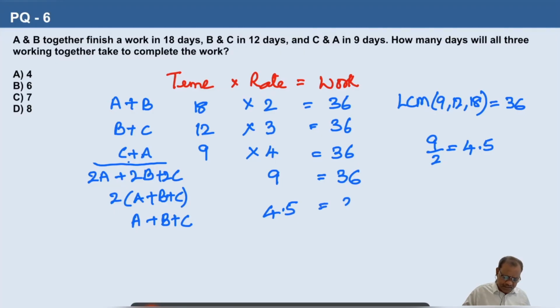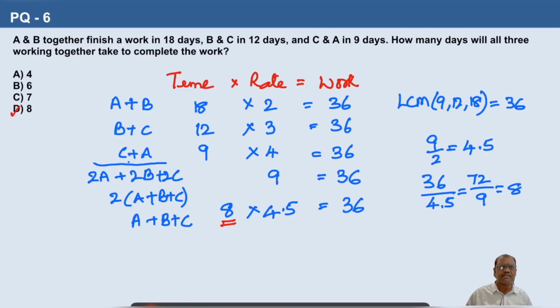So total work 36 units. So if you divide 36 with 4.5, 36 by 4.5. So that is multiply both numerator and denominator by 2. 72 by 9. That is 8 times. So 8. A, B and C together can complete the work in 8 days. So the 8 is the answer. Option D is the right answer.